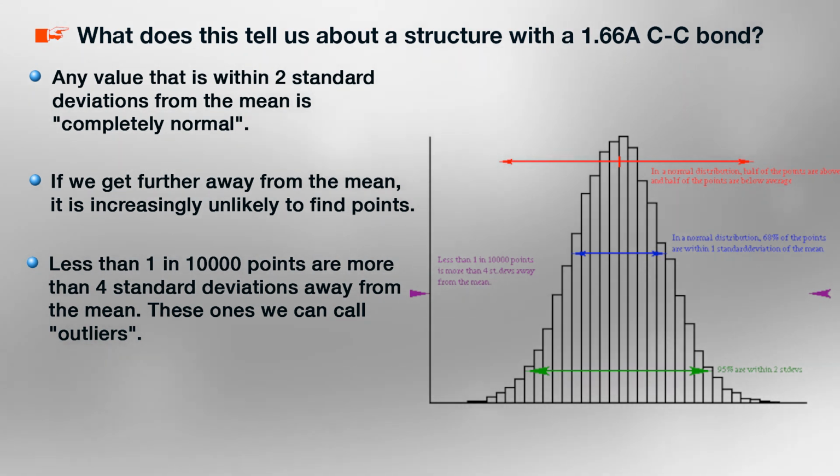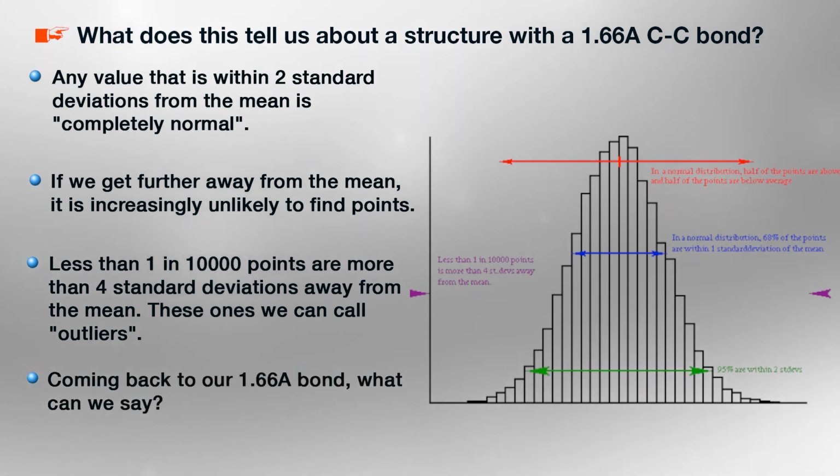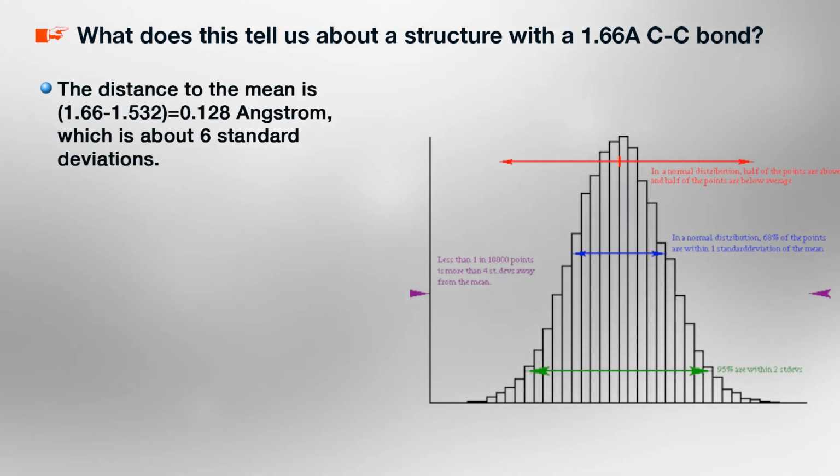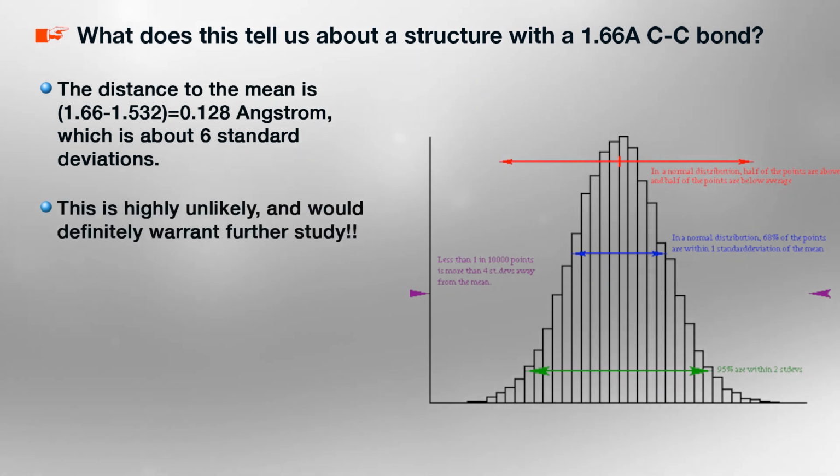So, if we get more outliers, the structure deviation will be larger. Coming back to our 1.6 angstrom bond, the distance from the mean is about 1.6 minus 1.532. That means it is a deviation of 0.068 angstrom, which is about 3 standard deviations. This is highly unlikely and would definitely warrant further study. We need to do more refinement.